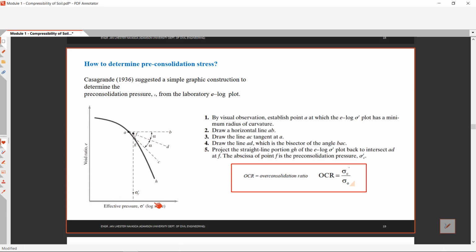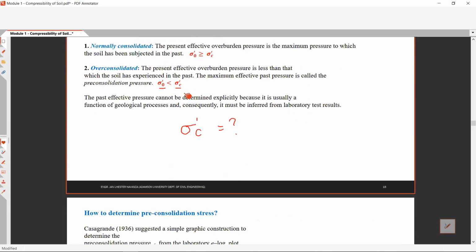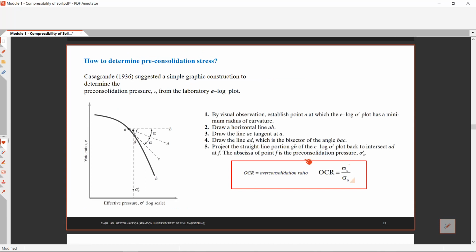Then there is a ratio for over-consolidated soil. We call it the over-consolidation ratio, OCR. It's simply the ratio of your pre-consolidation pressure to the present overburden pressure, or present effective stress. So simply divide mo lang tong past over the present: past effective stress over the present effective stress.